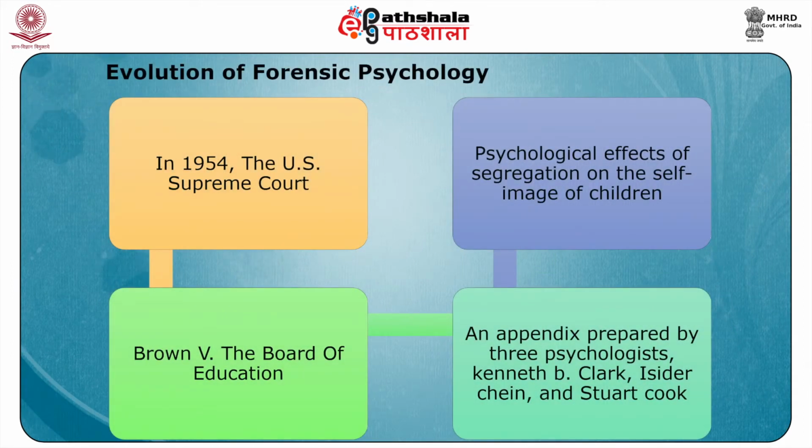Similarly, in 1954, the U.S. Supreme Court in Brown versus the Board of Education held that school segregation was illegal. In this case, an appendix prepared by three psychologists, Kenneth B. Clark, Isidor Chein, and Stuart Cook, was included with the plaintiff brief. Social science research, including the psychological effects of segregation on the self-image of children, was cited in 35 footnotes. Points raised in this appendix and in a subsequent response to the court were cited in the opinion, representing the application of psychological research to appeals court decisions.